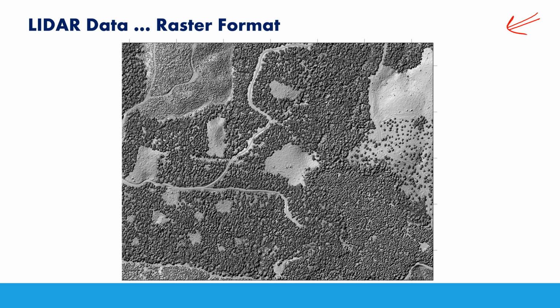So in this case, we have converted the raw LIDAR data into a shaded relief, as you can see here, and this is a forested area. So here we have trees, and here we have clear cut area, no trees at all, as you can see these areas here. And this format is called a raster format because it is an image.